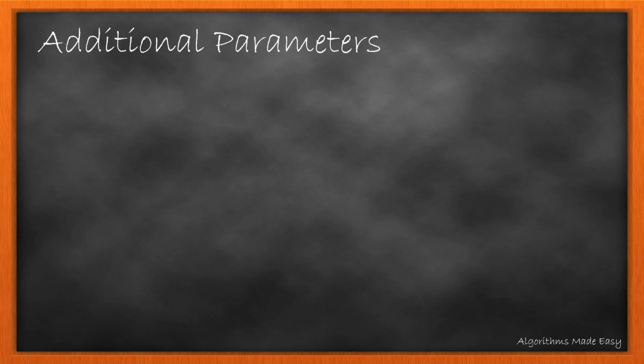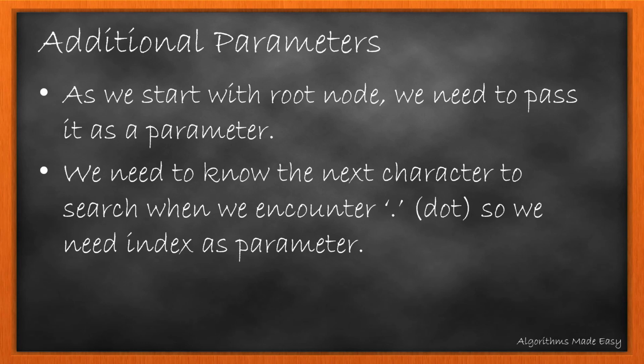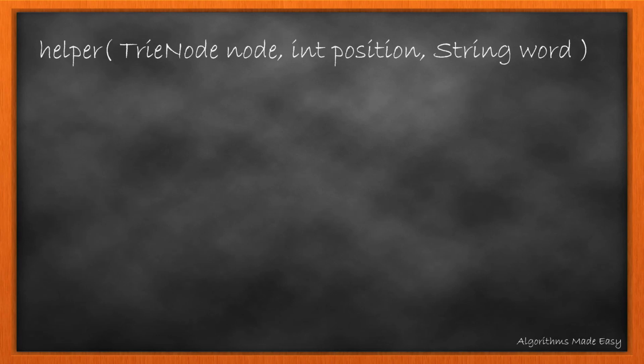We would need some additional parameters in case of search. As we start with the root node, we need to pass the node as a parameter. And second, we need to know the character to search when we encounter a dot, so we need the index parameter. So now the helper method will look like this.